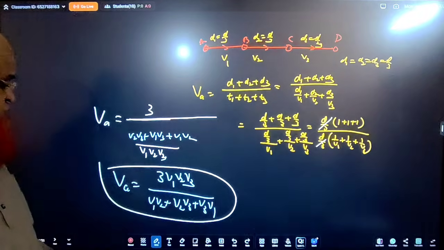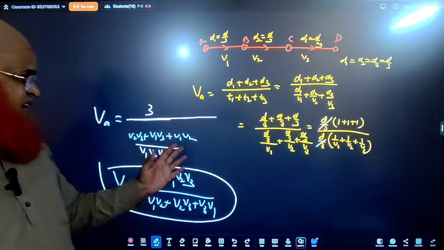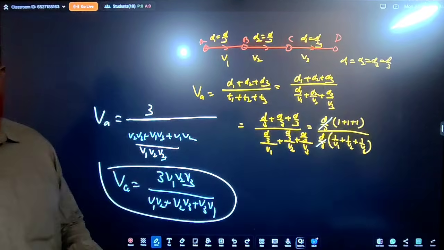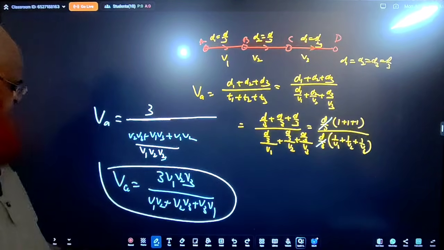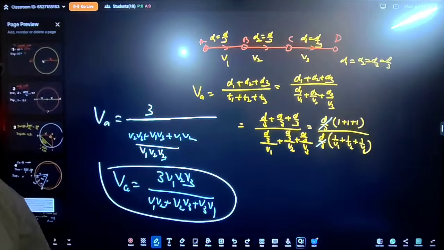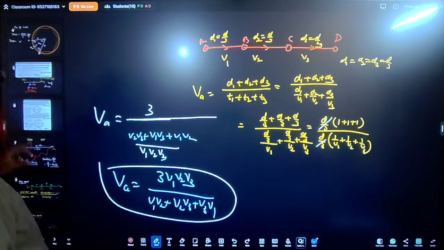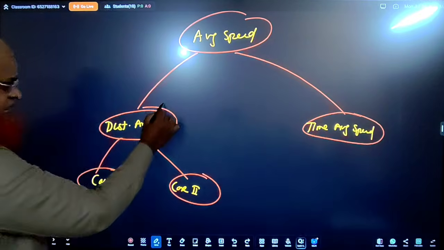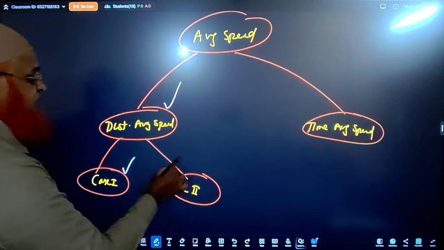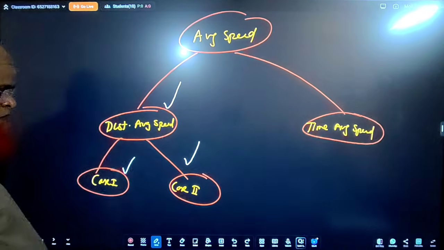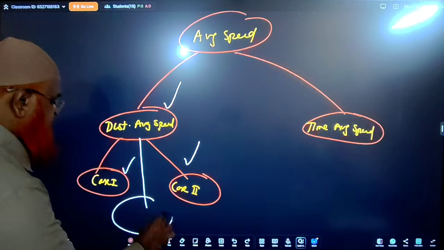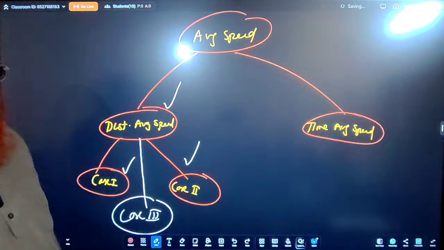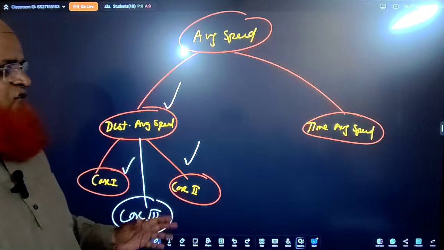So why have I discussed so many examples, so many cases here? Distance average speed is over. If you observe the starting point here, what did I say? I said that I have completed distance average speed case 1 and case 2. Okay, and I have discussed case 3, which is the triple case. So everything is over.